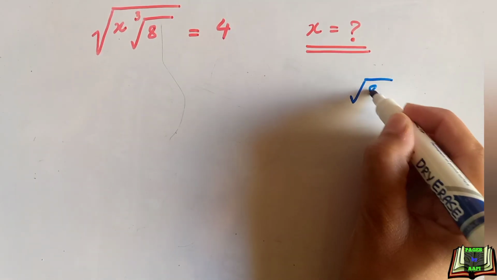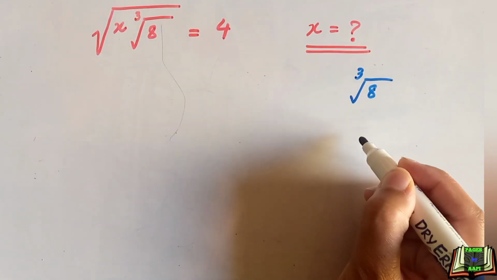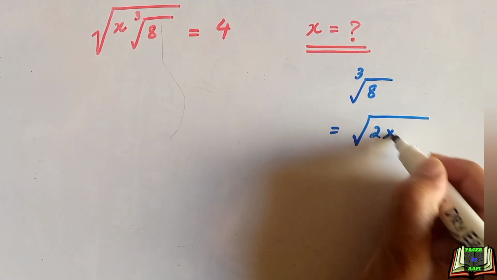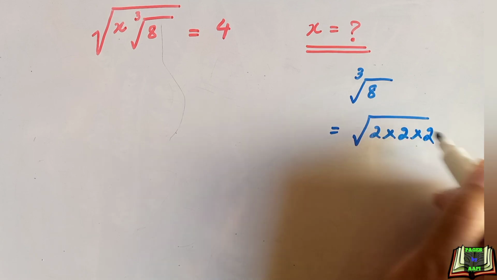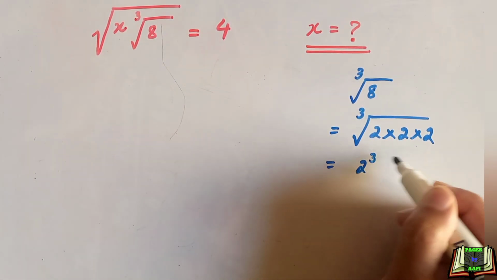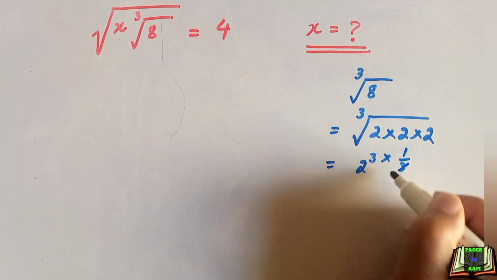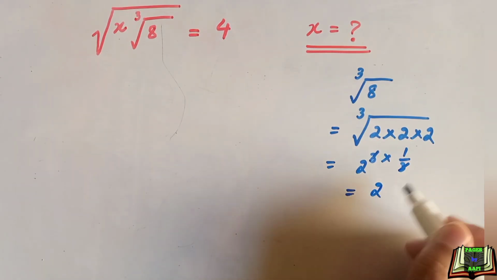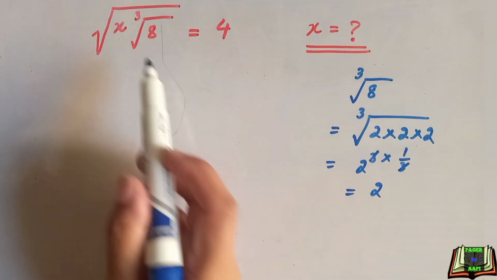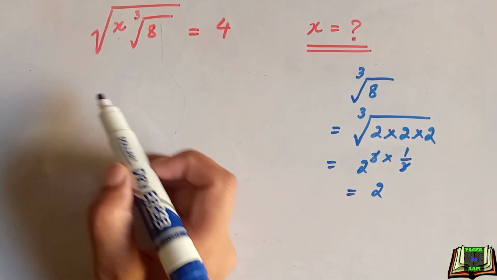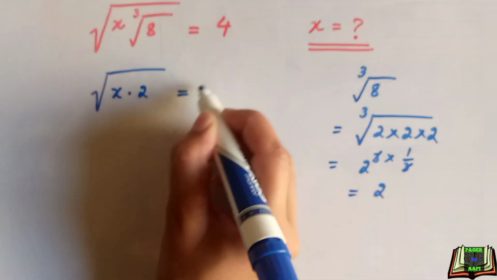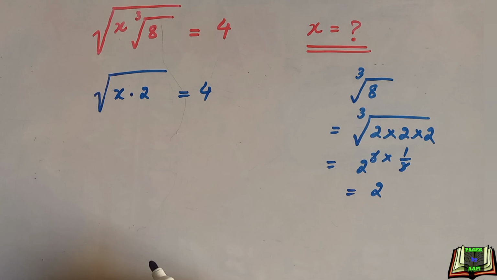Cube root of 8. We can write 8 as 2 times 2 times 2, which is 2 to the power 3, raised to the power 1 by 3. The 3 will be cancelled out and this is equal to 2. It means the cube root of 8 is equal to 2. So we are going to replace this by 2: the square root of x times 2 is equal to 4.